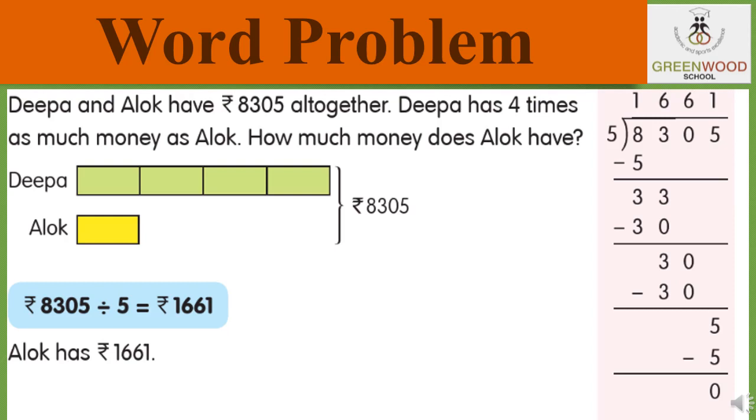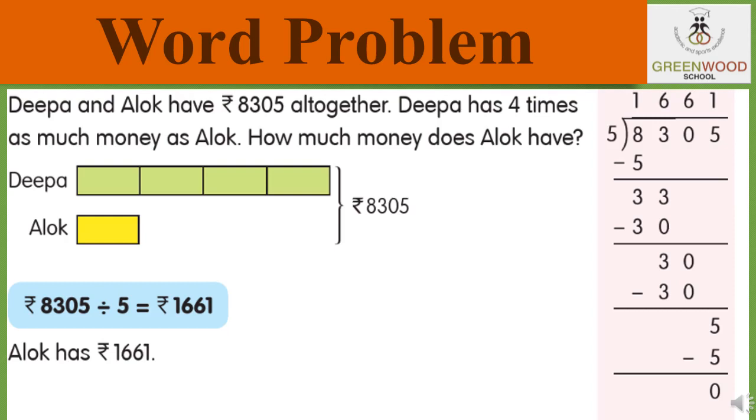That means 4 plus 1, 5. We have to divide this 8,305 by 5. So let's see. 8,305 inside while 5 outside the box. First digit is 8. So we'll say the table of 5. 5 ones are 5, 5 twos are 10. 10 becomes a greater number, so we'll take 5. 5 ones are 5. 8 minus 5, 3.